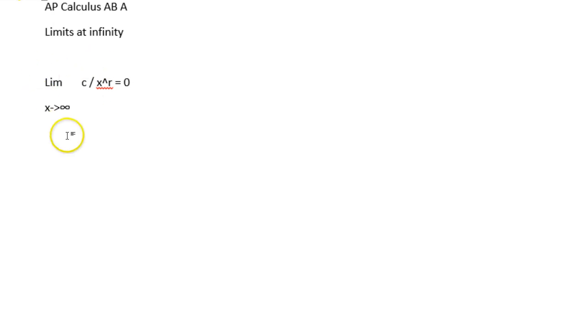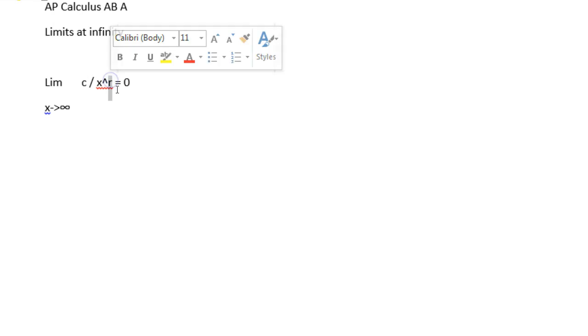Alright, the first thing we're going to look at here is the limit as x approaches infinity of c divided by x to the r power. That's just going to be 0. In other words, the bottom of the fraction is raised to a power of r. As that number x gets bigger, no matter what power it is, as long as it's a positive rational, so this could be 1, this could be 3,000, it could be 3 halves, whatever, the limit will approach 0 as x approaches infinity.